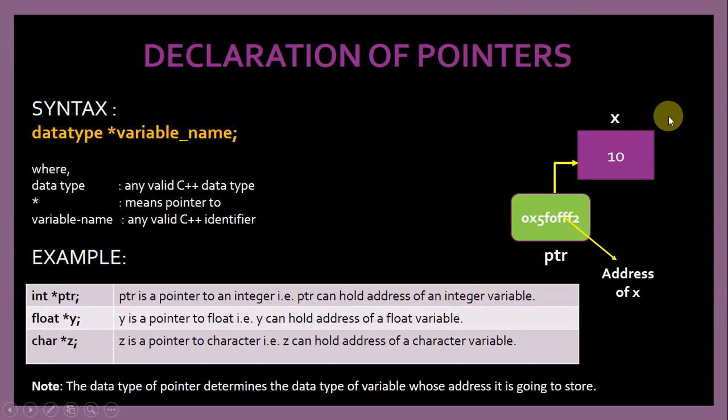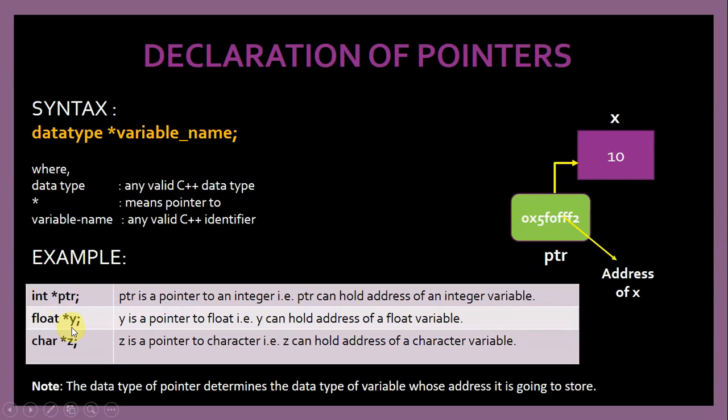If we look at this diagram, suppose x is an integer variable and it holds the value 10, and suppose ptr is an integer type pointer. So it can contain the address where the variable x is stored. If this is the address where the variable x is stored, ptr will contain this, so ptr will point to x.